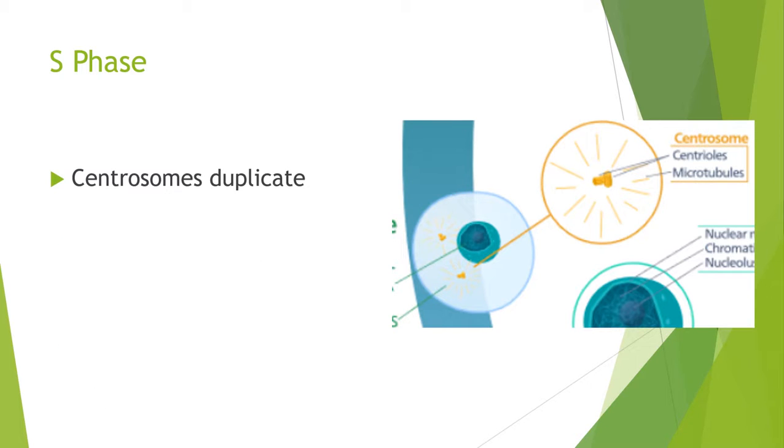The other important thing that happens is that the centrosomes duplicate. The centrosomes are structures of microtubules that are used later on in the M phase. As you can see, the centrosomes are made up of a structure called the centriole, surrounded by microtubules. And of course, since it's duplicated, there's two of them.